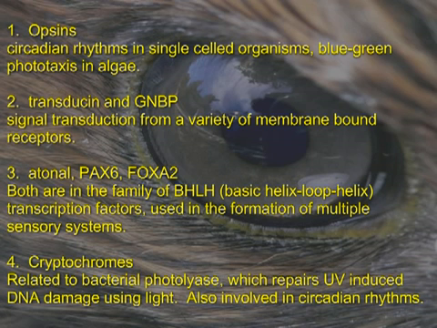Atonal, PAX6, and FOXA2 are all in the family of basic helix-loop-helix transcription factors, and they're all used in the formation of multiple sensory systems. Cryptochromes are found in all varieties of animals, but they are related to bacterial photolyase, which repairs UV-induced DNA damage using actual light energy. They are also involved in circadian rhythms.